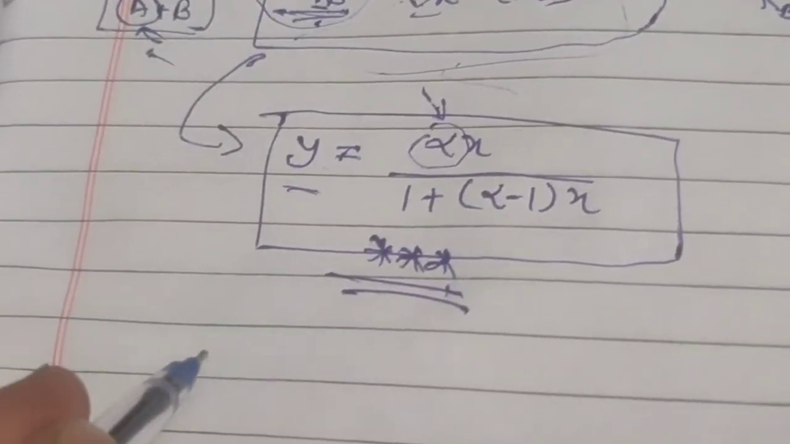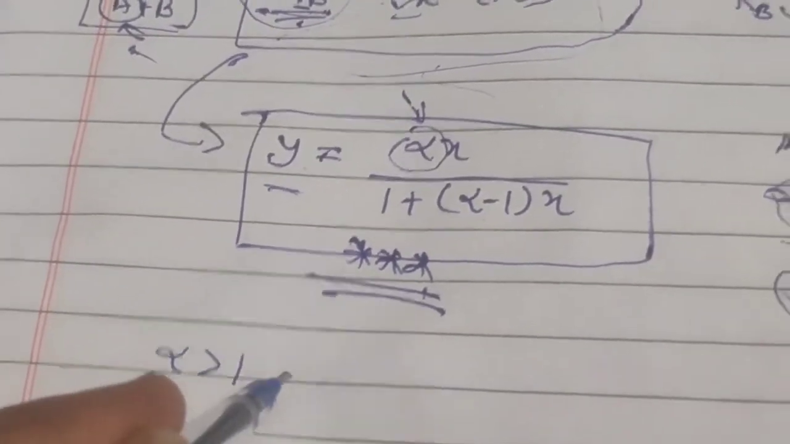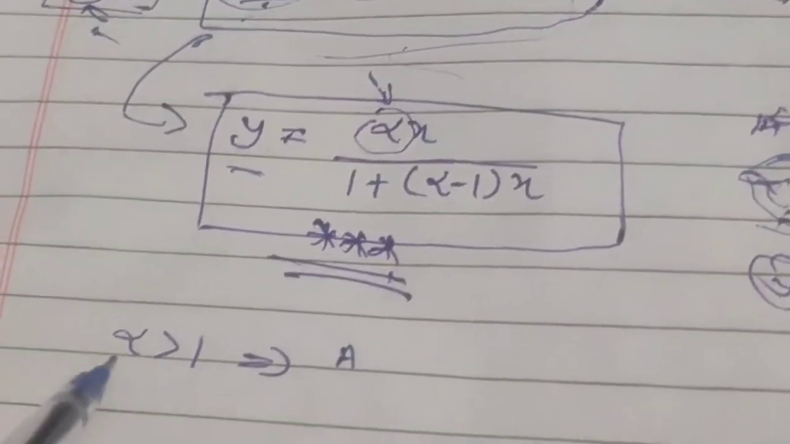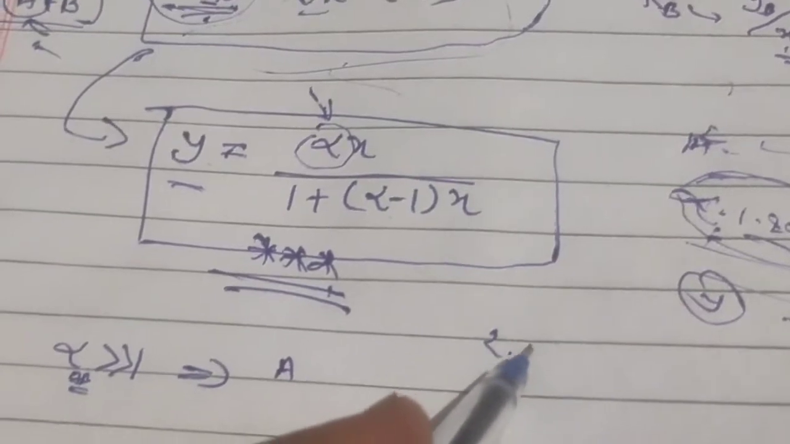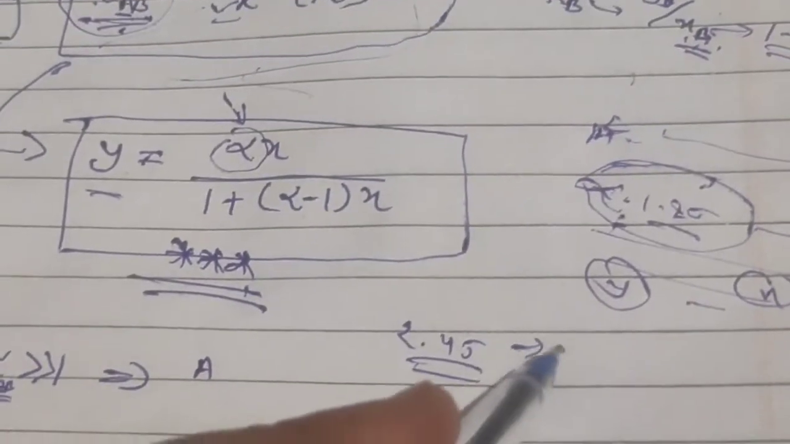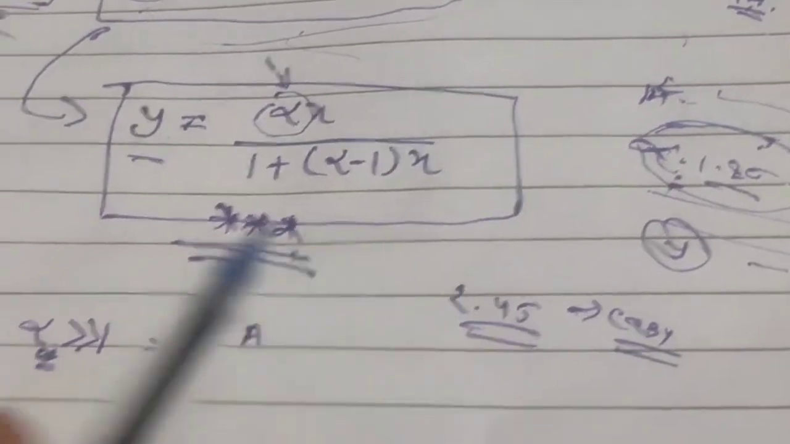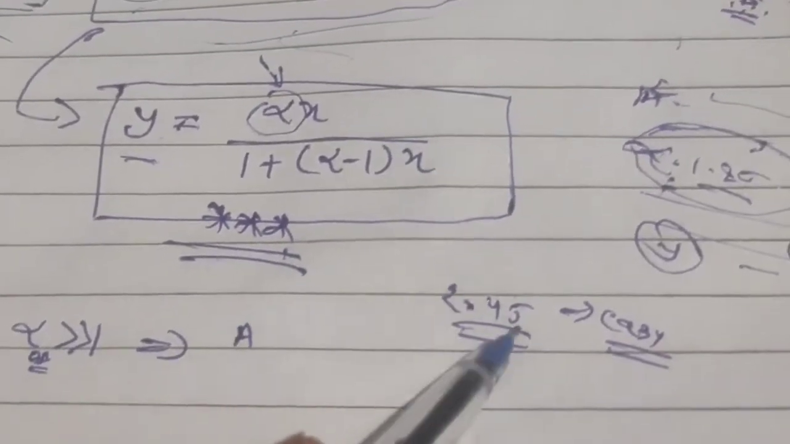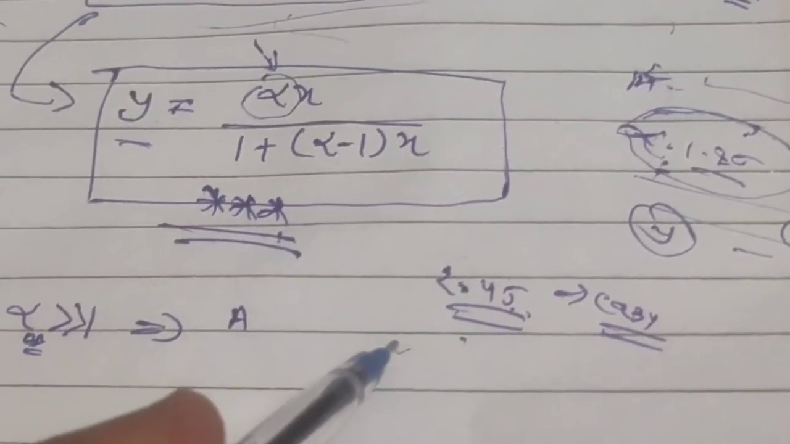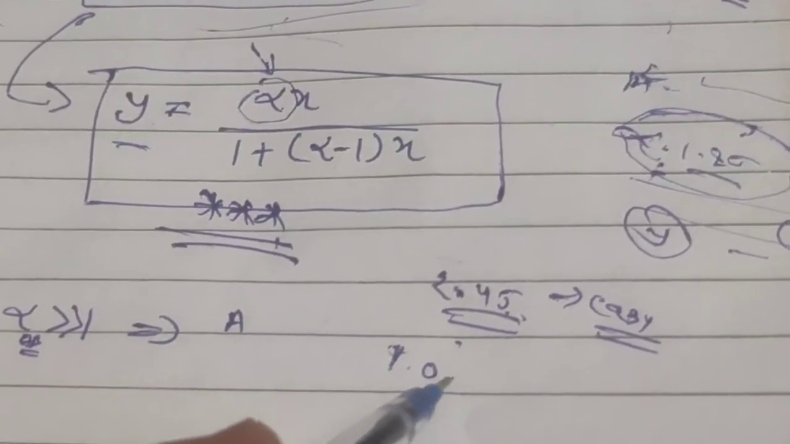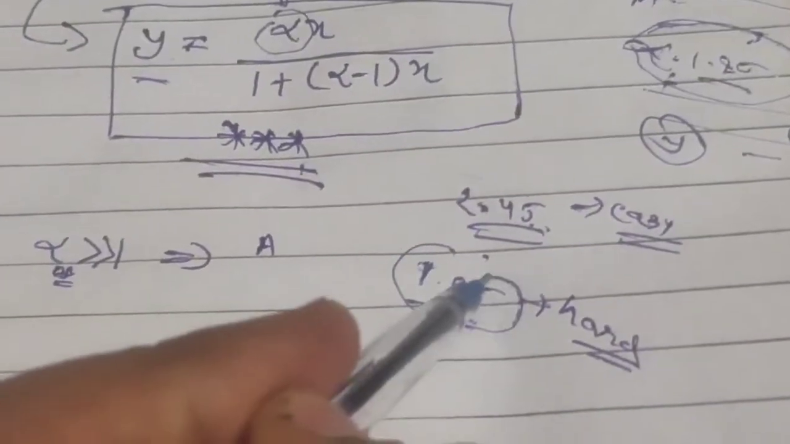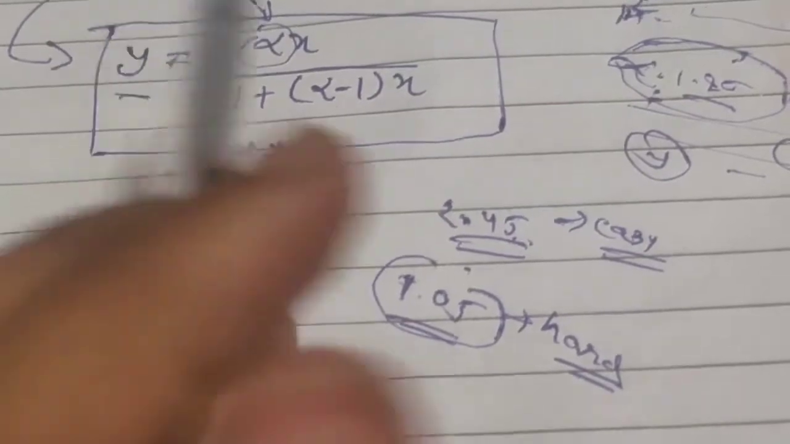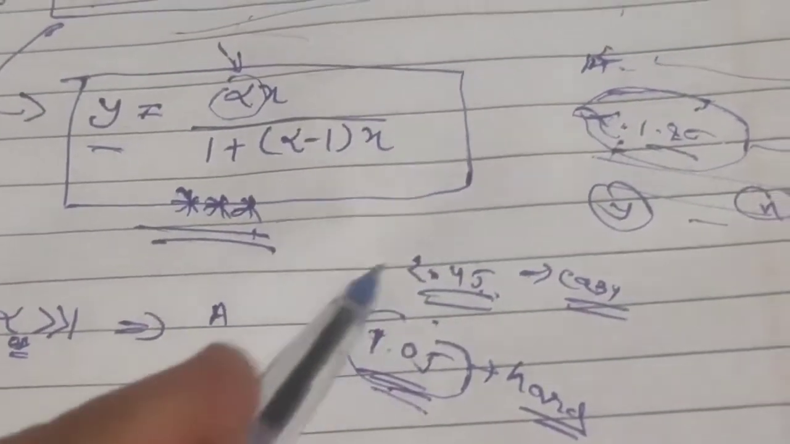Now, what does it mean? If alpha is greater than 1, that means A is more volatile. Of course it's alpha AB. The higher the value, like 2.45, the easier the distillation, because A is 2.45 times as volatile as B. But what if its value is only about 1.05? That means it is very hard to distil, because both A and B are almost equally volatile. So here you can see what the term means.